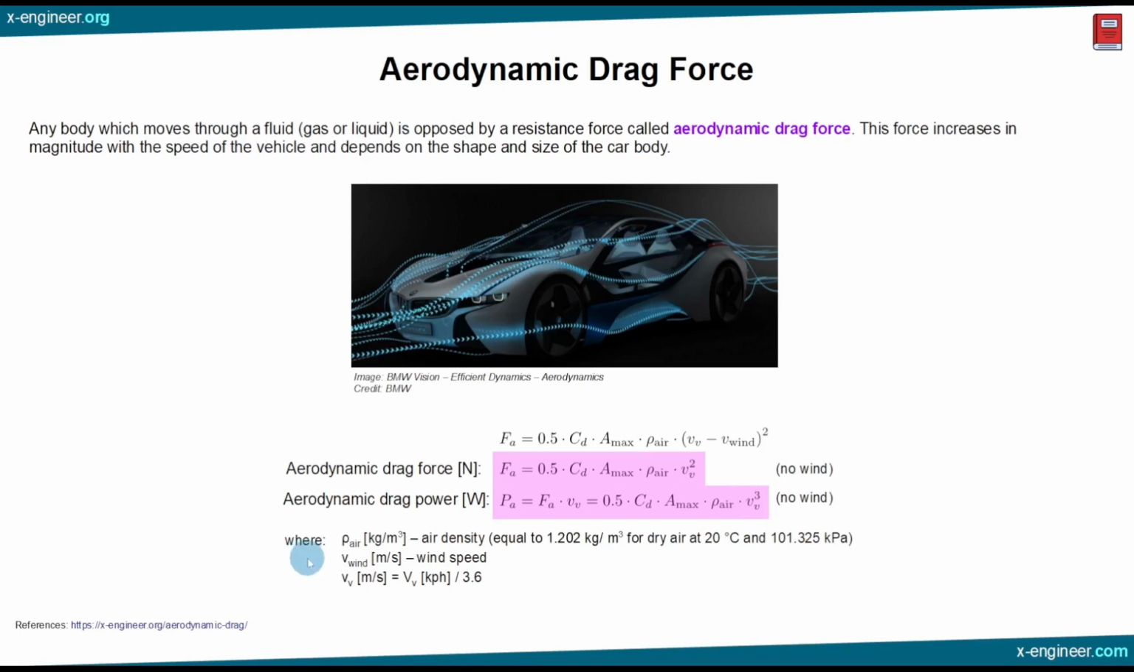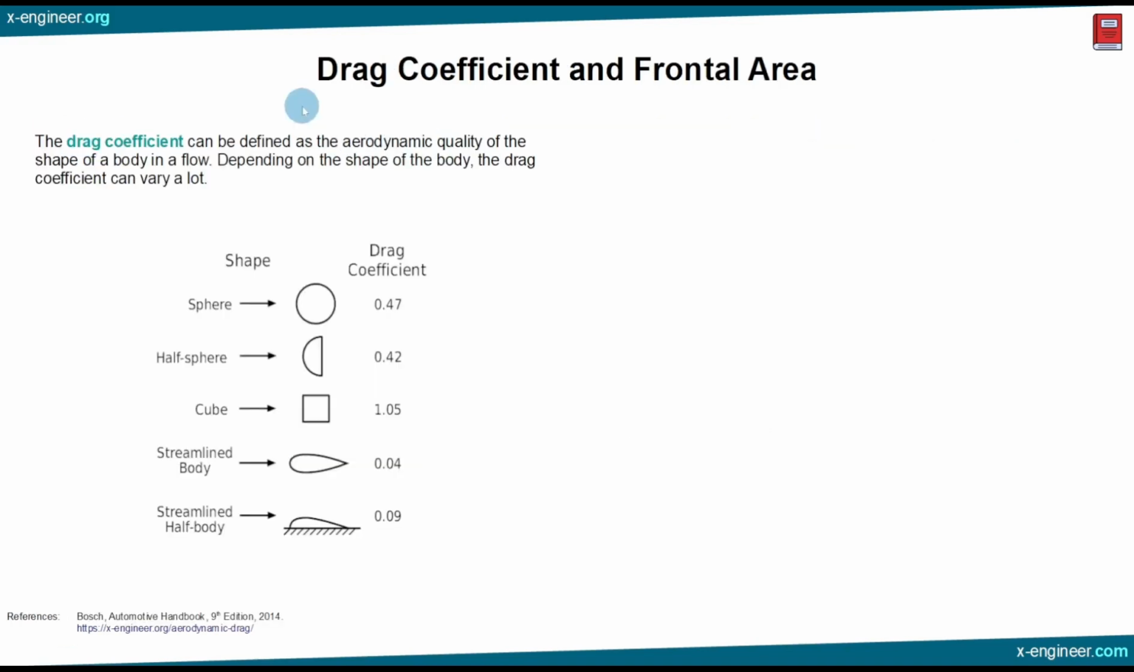In this equation we used air density in kilograms per cubic meter, which is equal to 1.202 kilograms per cubic meter. This value is valid for dry air at a 20 degrees temperature and 101 kilopascals of pressure. Also, if you want to convert the speed of the vehicle from kilometers per hour to meters per second, we have to divide the kilometers per hour value by 3.6.